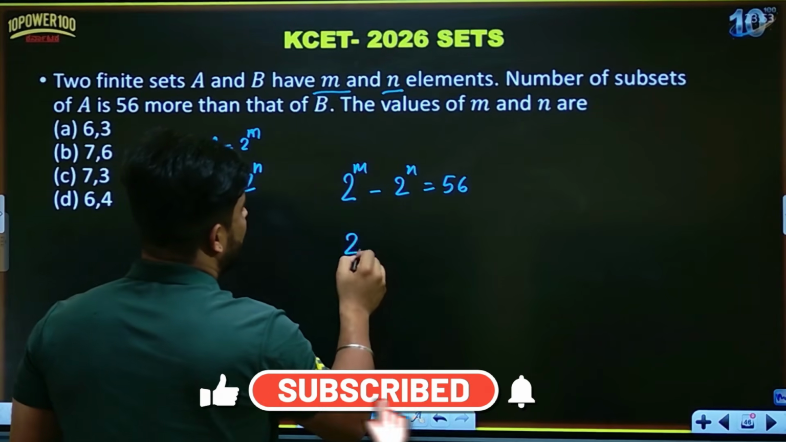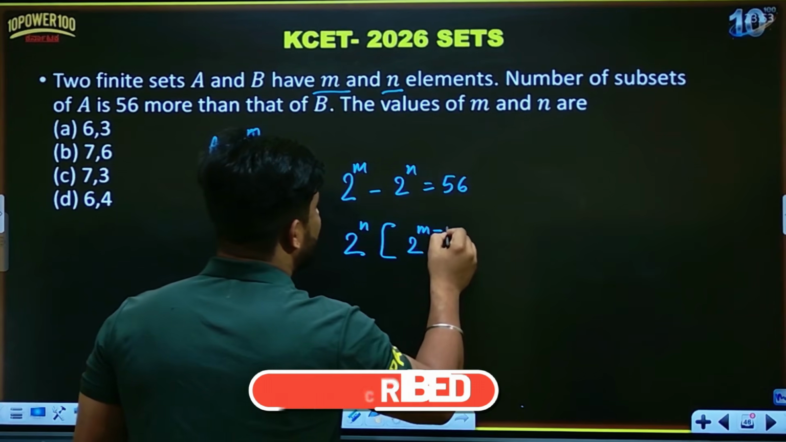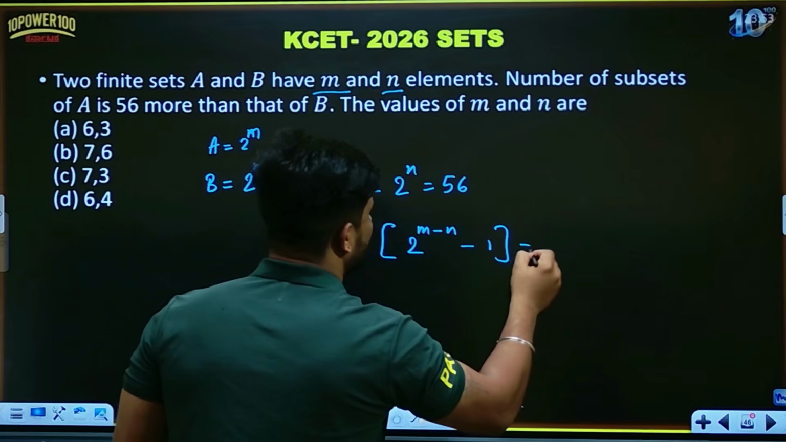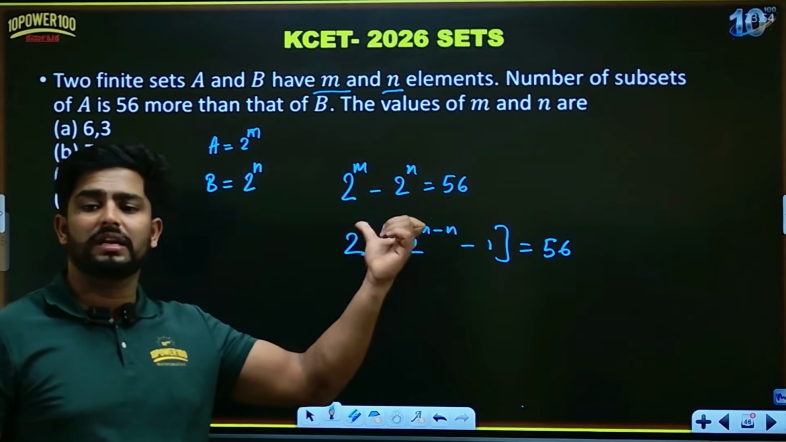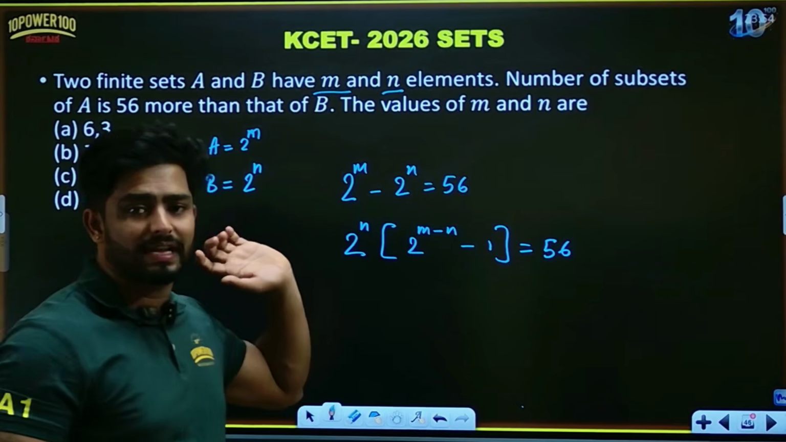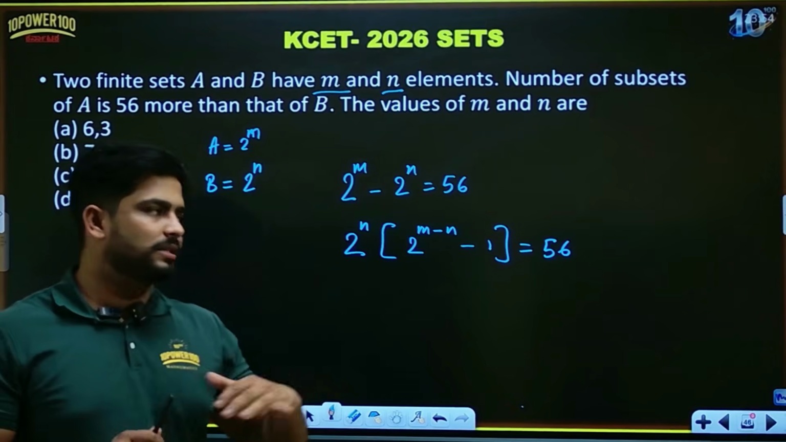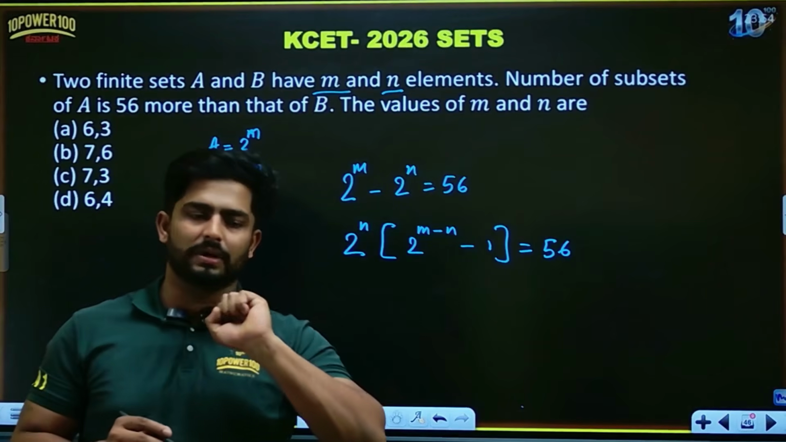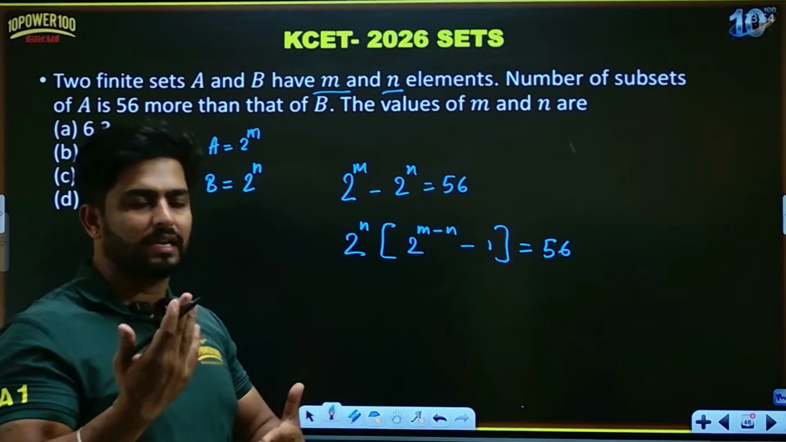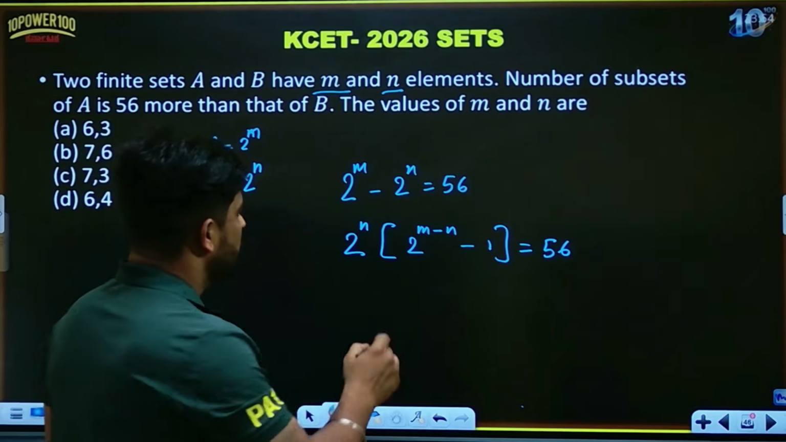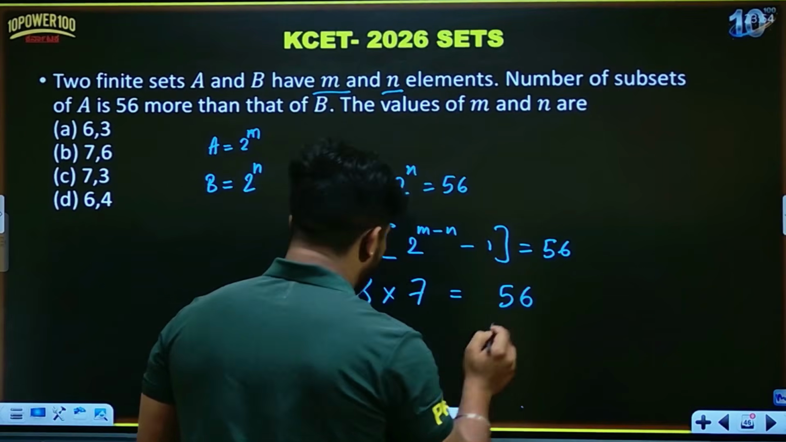I'll take 2 to the power n common. So this becomes 2 to the power n times (2 to the power m minus n, minus 1) is equal to 56. Just to ease the calculation, because we cannot do further calculation with exponents, I have taken 2 to the power n common. Now we have to find the prime factorization of 56, where we need two numbers. One has to be a power of 2, and one has to be some other number. Now 8 into 7 is equal to 56.